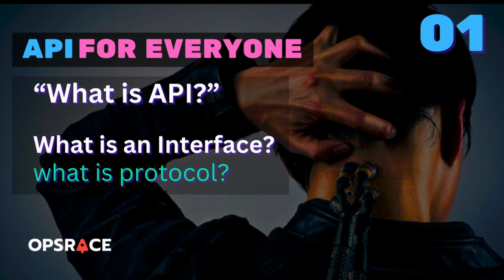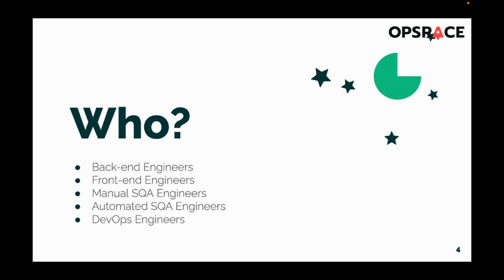In this series, we will talk about APIs. APIs for everyone. Who should learn? Backend engineers, front-end engineers, manual SQL engineers, automated SQL engineers, and DevOps engineers. So all these people need to learn the APIs, what they are, how they work, and then finally we will look at a couple of examples of how we can build REST APIs.